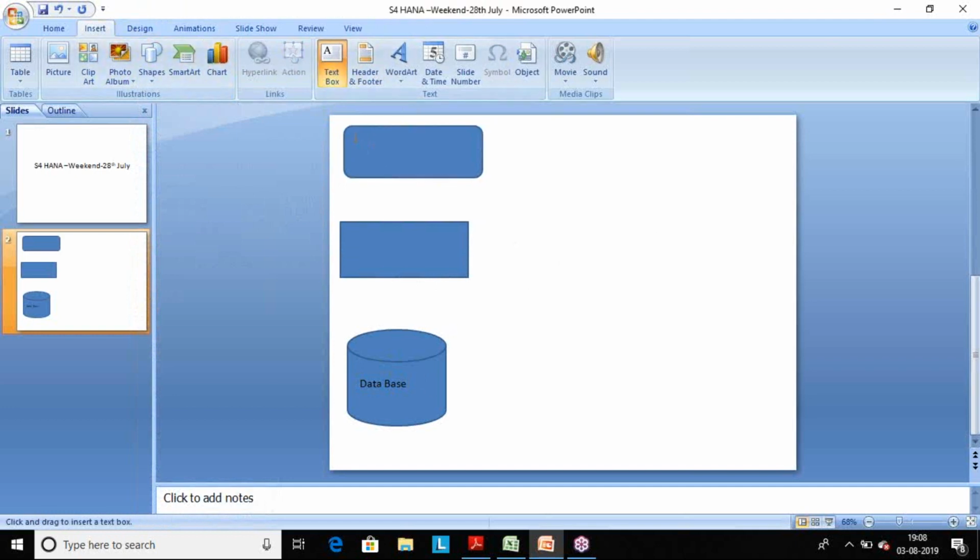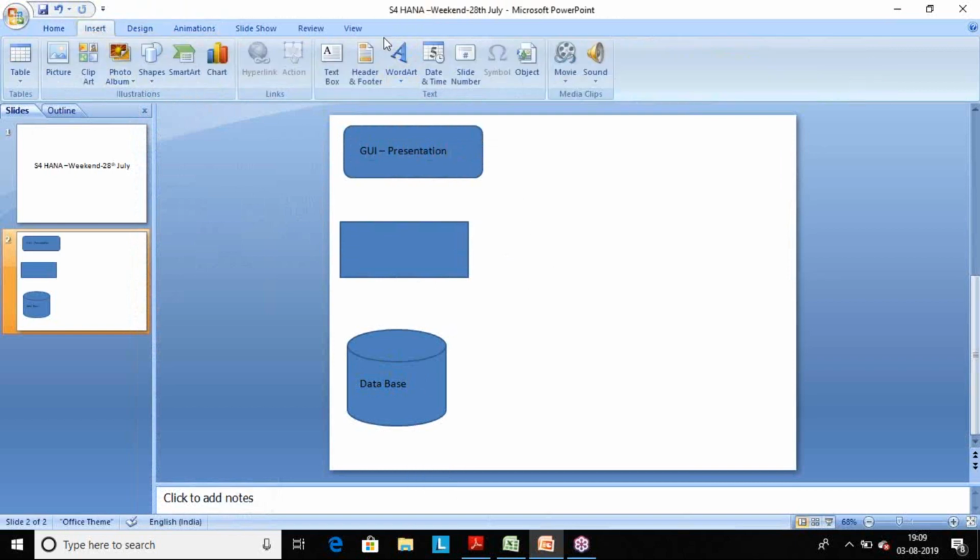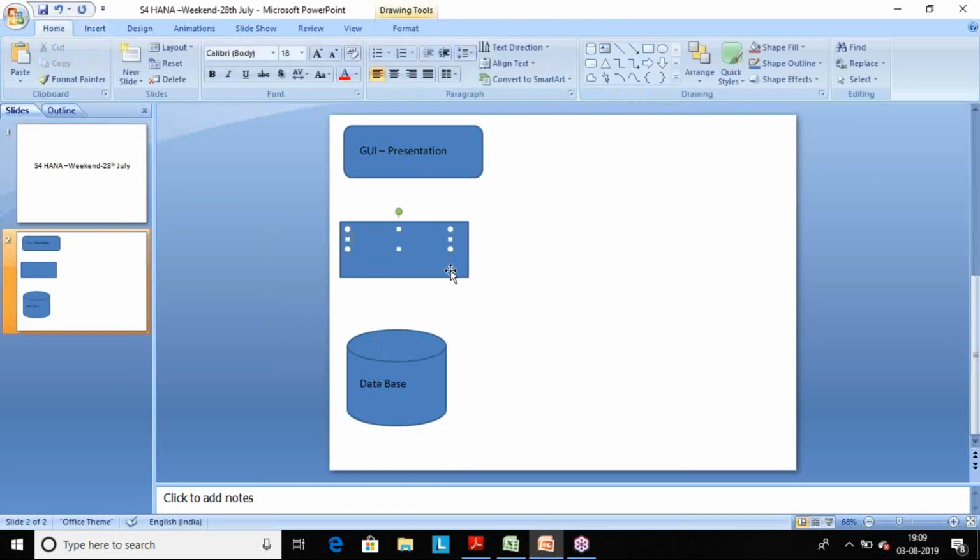So here you have the GUI. This is your presentation layer. Then you have the application layer, where we are executing the ABAP programs by using NetWeaver. And we have one underlying database. This can be any database. Somewhere you will find Oracle database, somewhere a SQL Server, somewhere, let's say, DB2.